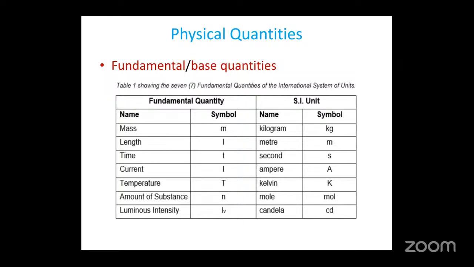The unit of mass is kg. The unit of length is meter, m. The unit of time is second, s. The unit of current, ampere, A. The unit of temperature is Kelvin, K. For temperature, we have 3 scales of measurement. We have the Kelvin scale, we have the Celsius or degrees Celsius or centigrade, and we have the Fahrenheit scale. Then amount of substance, mole, mol, and luminous intensity, candela, cd.